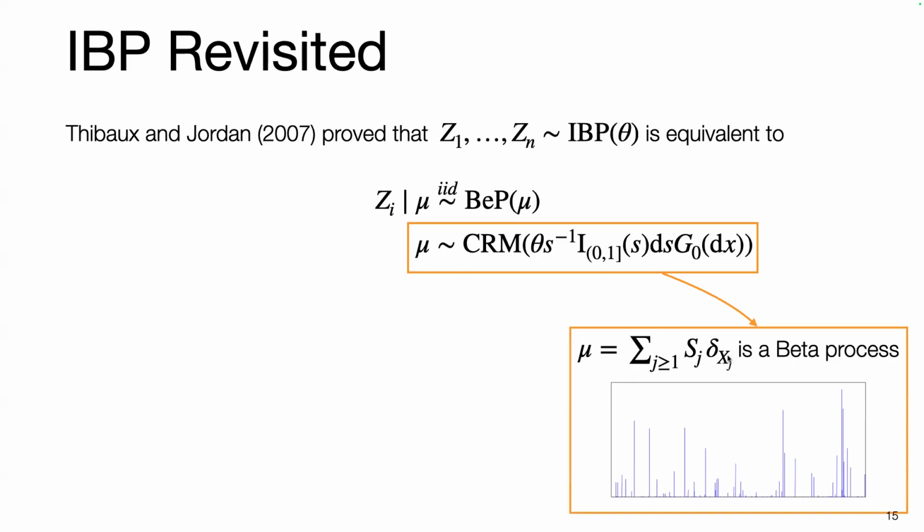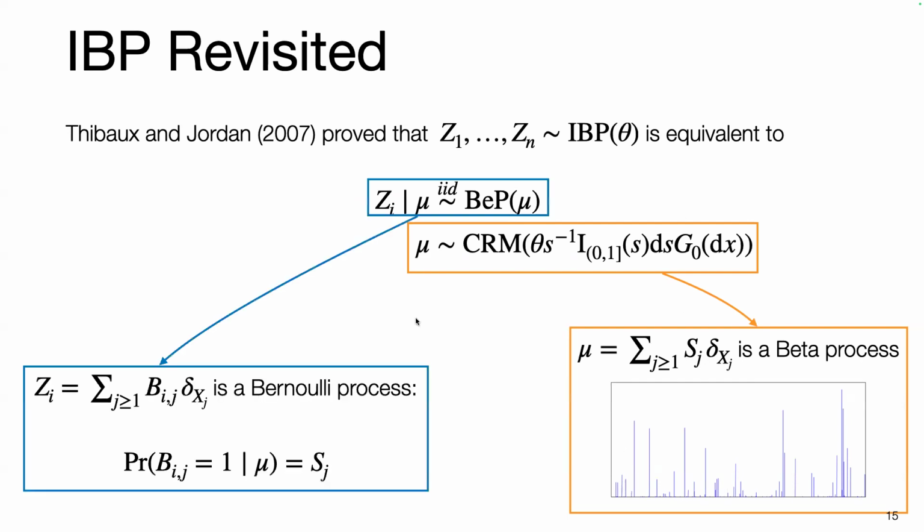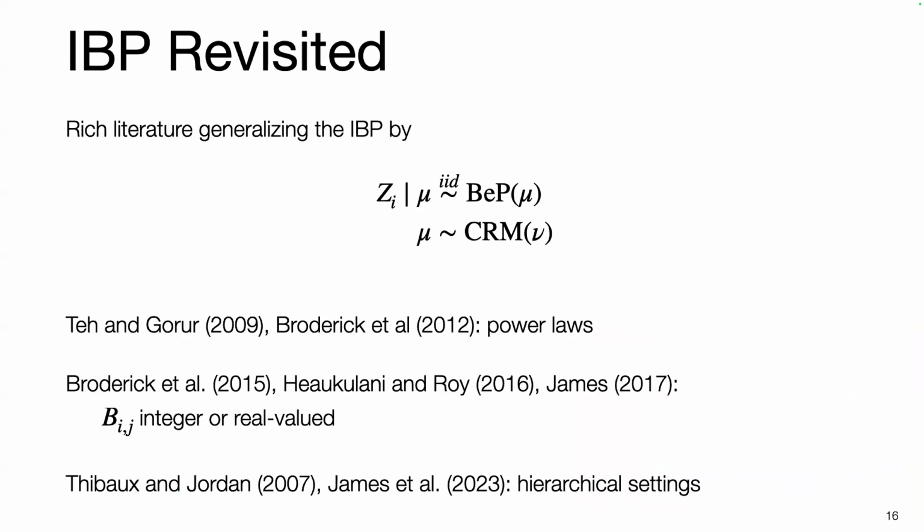So mu here collects all the possible feature values xj and assigns to each feature its popularity, if you will, sj, that is a score between 0 and 1. And conditionally on mu, observations are i.i.d. from a Bernoulli process, which means that zi is a counting measure supported over all possible features. And these binary indicator variables are Bernoulli with parameter sj, i.i.d. across individuals, and independent across features.